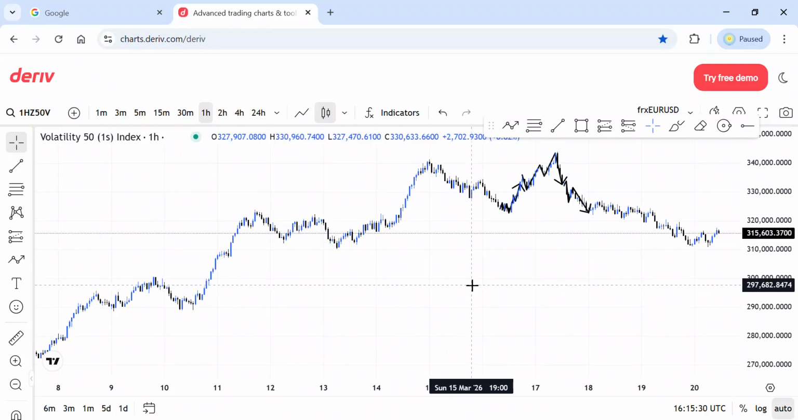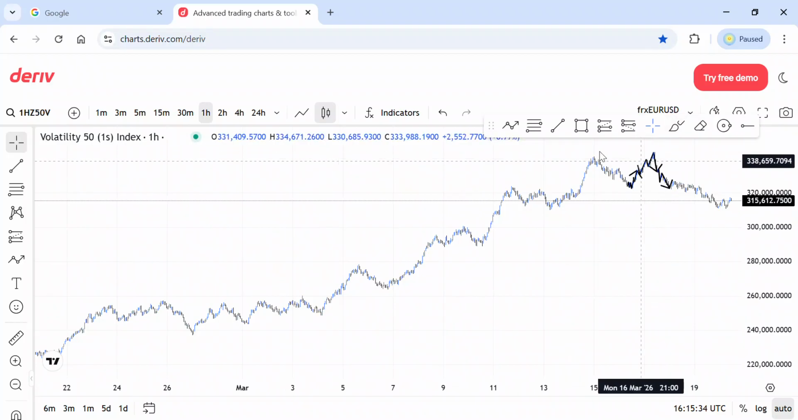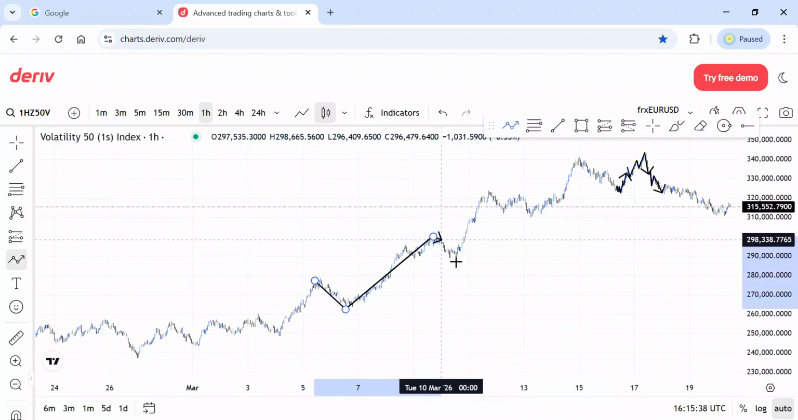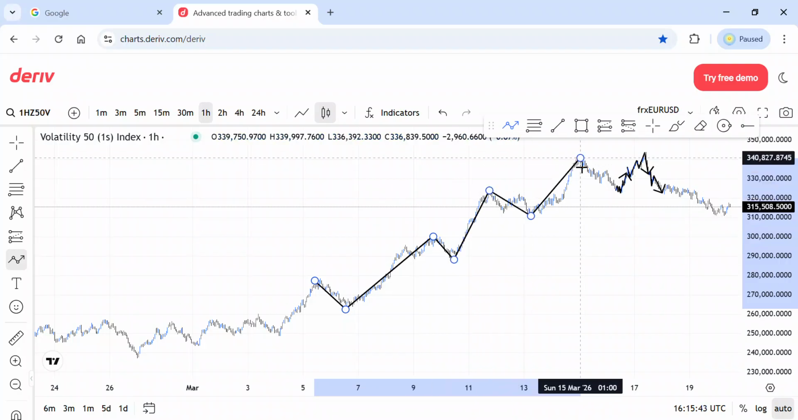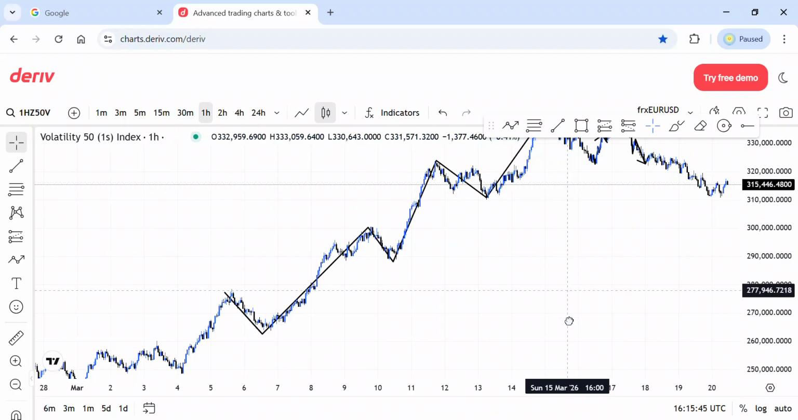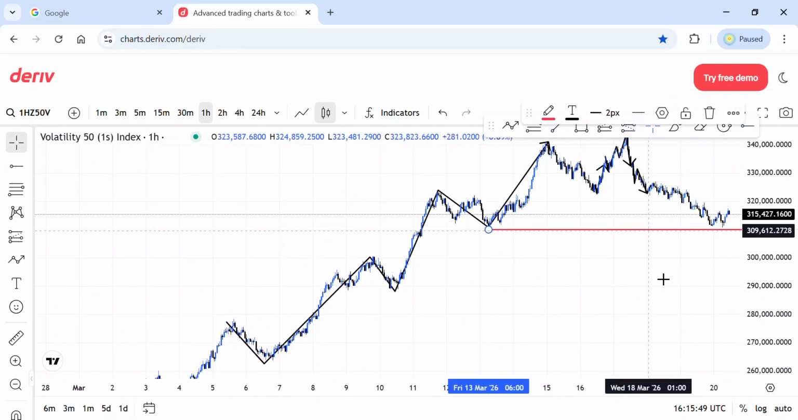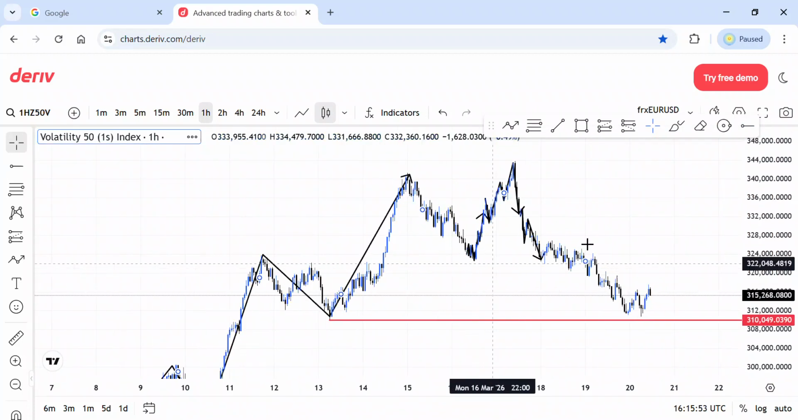For example, now if you want to analyze this, it's going to be like higher high, higher low, higher high, higher low, higher high, higher low, higher high. So this market is still buying on 1 hour. This is the last low here. Can you see? The market has not yet broken it. So it is a buy.